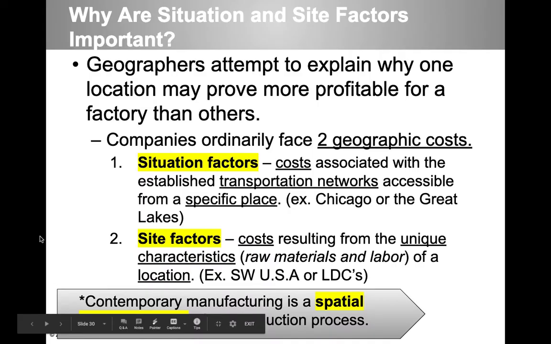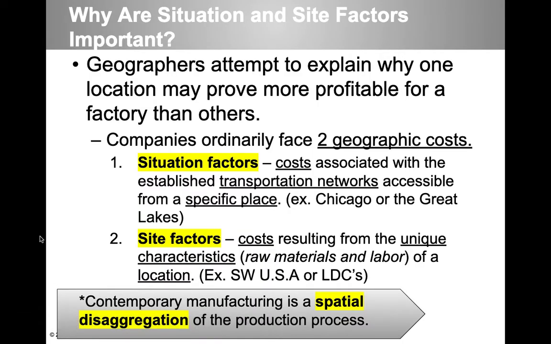The 2 geographical causes are situational factors and site factors. Situational factors, think of it as a place in reference to another place, like we learned in Unit 1. Transportation is the most important factor in situational costs. What kind of transportation and what form of transportation, how far, is going to be a situational factor that's very important when we look at location of industries.